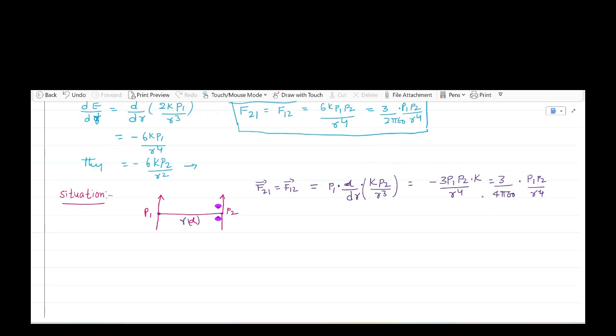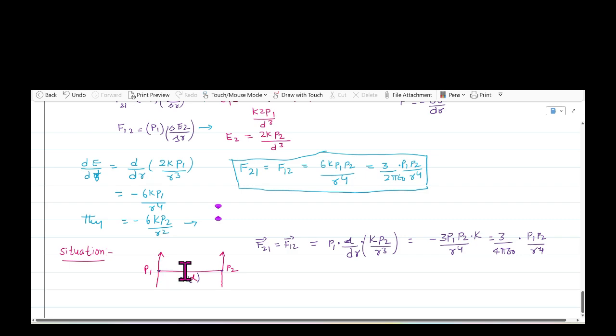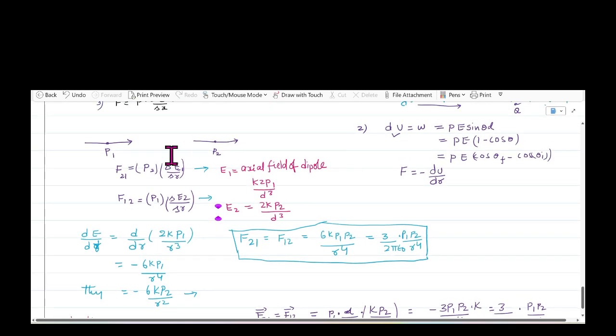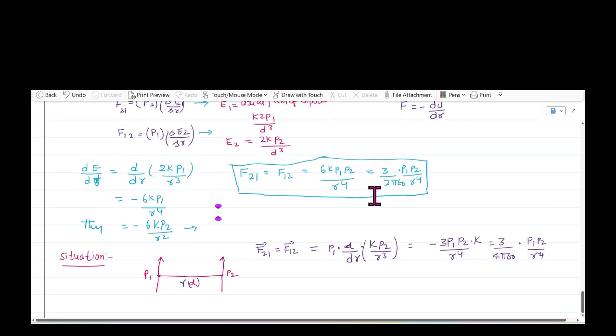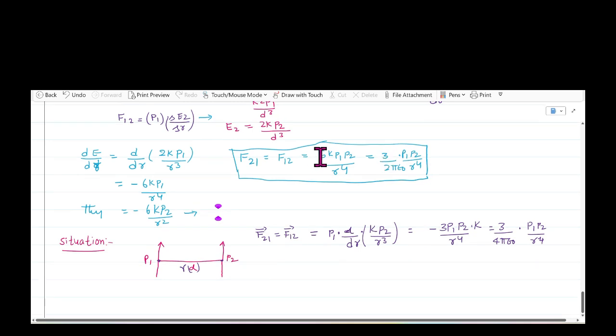From this formula, we can say that for the same dipole moments, dipoles P1 and P2 arranged perpendicularly and arranged axially, how much force did I get? Here it is 6k P1 P2 by r power 4, but there it is 3k P1 P2 by r power 4. That means the force on a dipole is maximum when they are arranged axially.